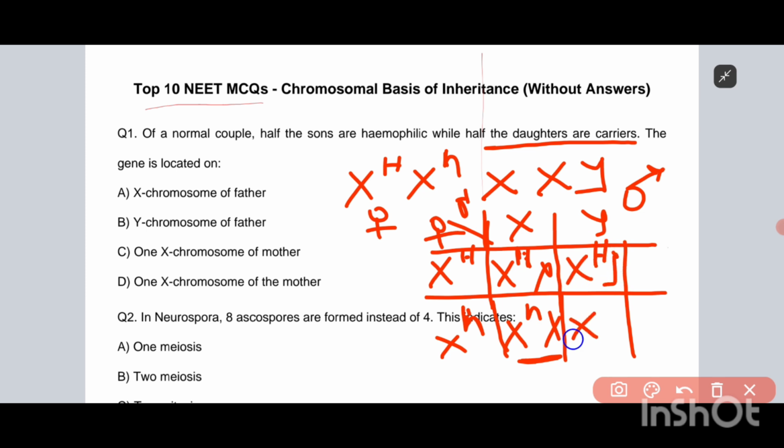And X^H Y, this son is not hemophilic, but in X^h Y, the recessive trait of hemophilia gets into this son, so between the two sons, one son is phenotypically hemophilic. So 50% of the sons are hemophilic, and the question says half the sons are hemophilic while half the daughters are carriers. So the hemophilic gene is located on one X chromosome of the mother, and option D is the correct answer.